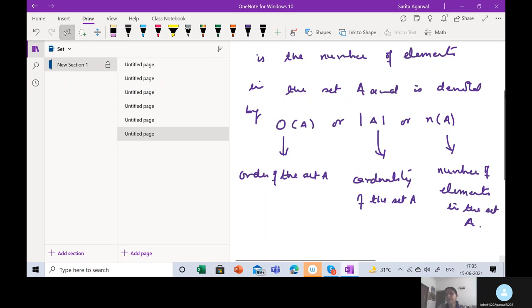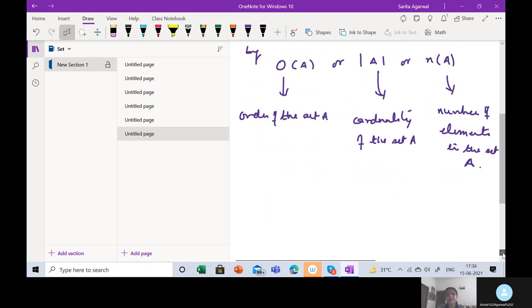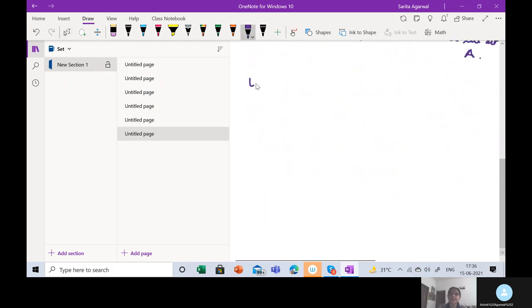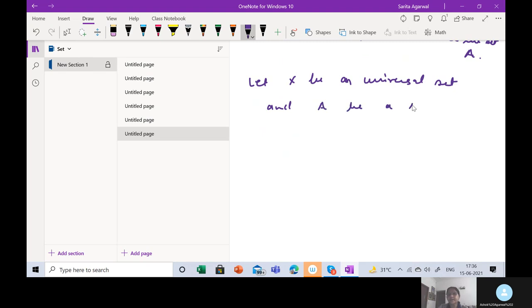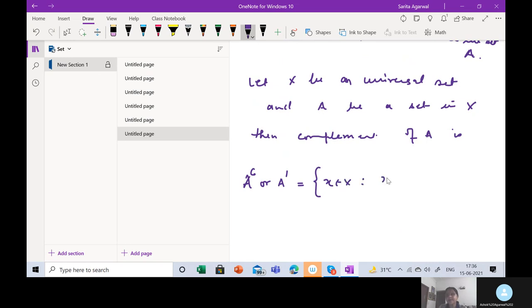Right? So we know A complement. What is A complement? Let X be the universal set. Clear? Universal set. Let X be a universal set and A be a set in X. Then the complement of A, which is denoted by either A^C or A dash, is {x belonging to X such that x does not belong to A}.